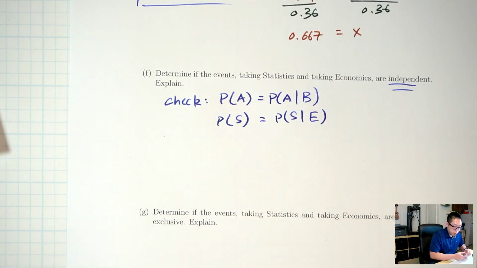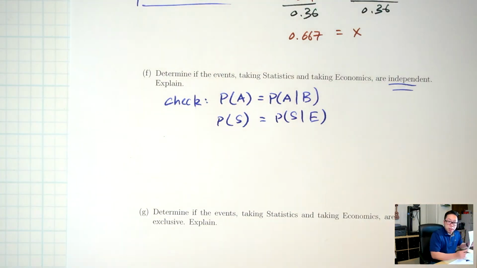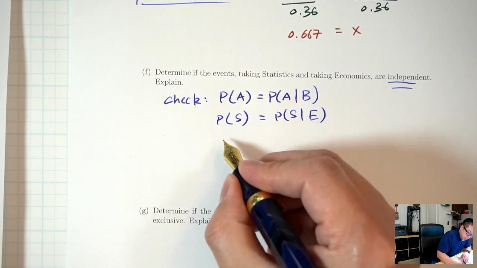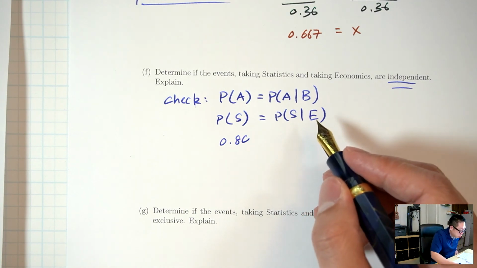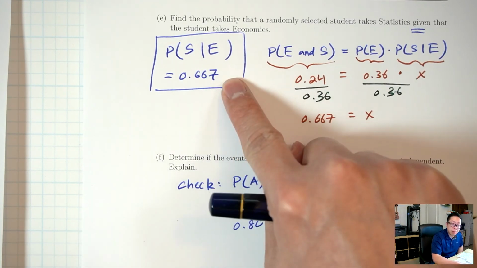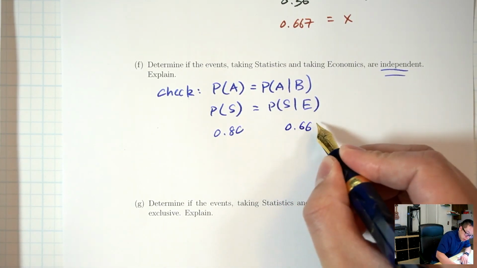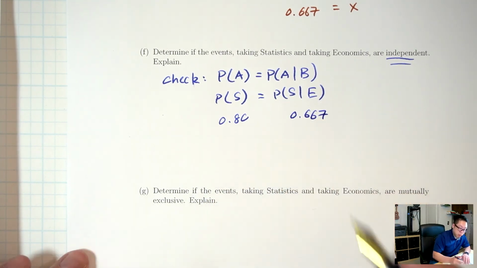Okay, find the left side, find the right side, and then see if they're equal. Probability of S, I do know from the beginning, is 0.80. S given E, do I have that somewhere? I do, I have it right here. So that's 0.667. And then our conclusion, they're not equal. So they're not independent.